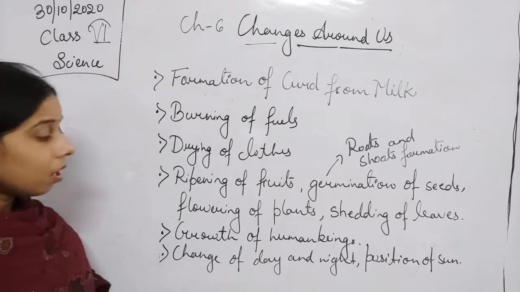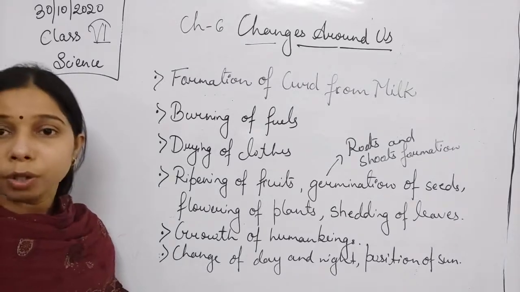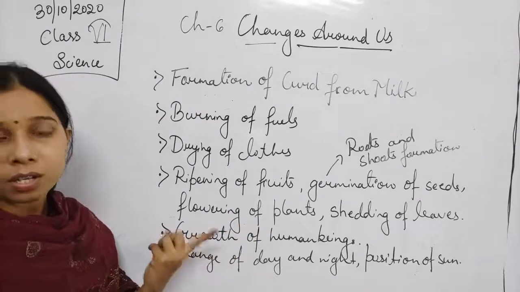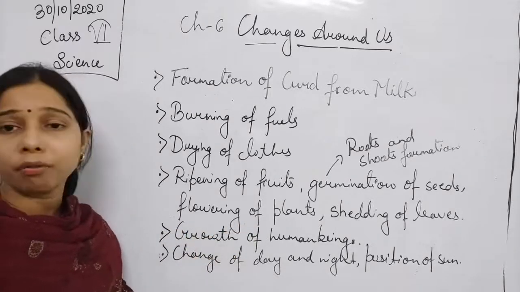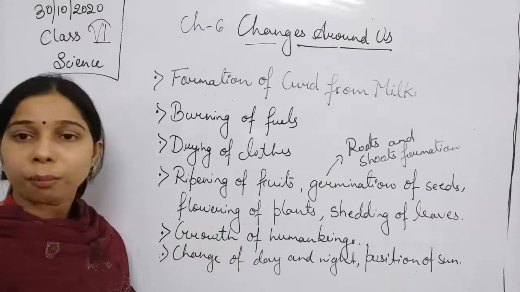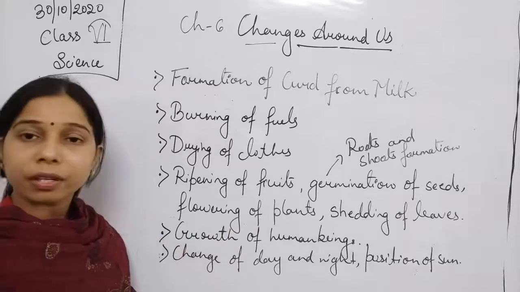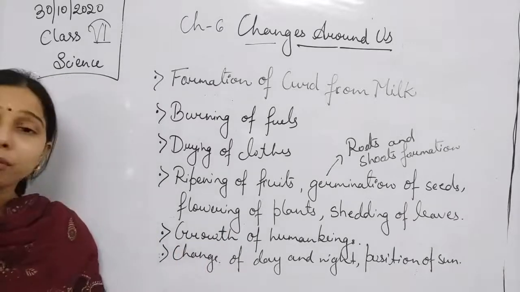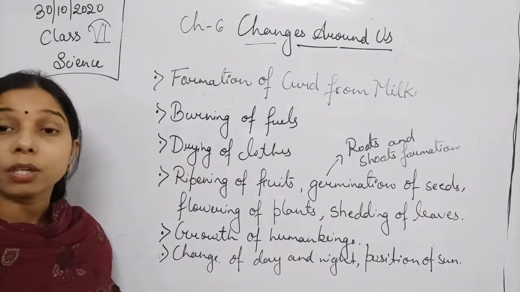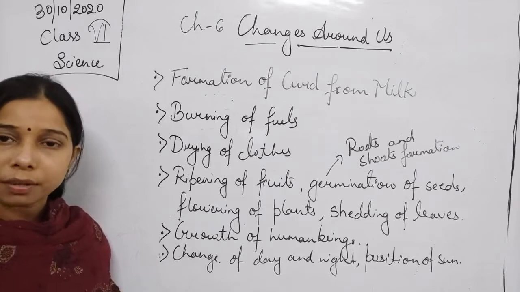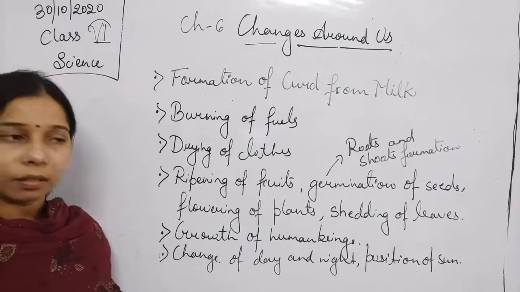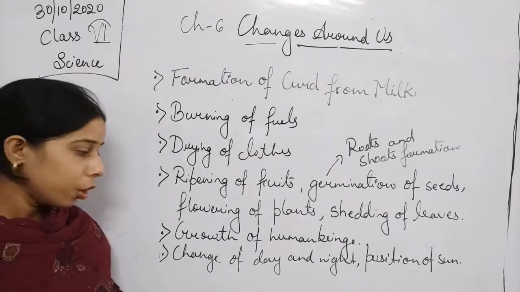Flowering of the plant, students, so blooming of the flowers from a bud to a flower, that is also a kind of change. And finally shedding of the leaves. The old leaves get detached from the plants, and that is called the shedding of the leaves. Growth of the human being, from a baby to an adult, that is a growth. So it is also a change, right? From a small kid to a big person, that is a change only.